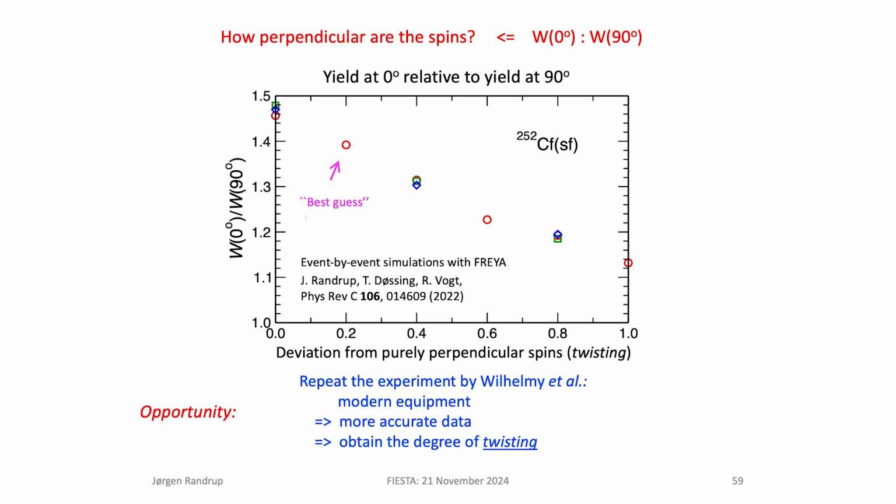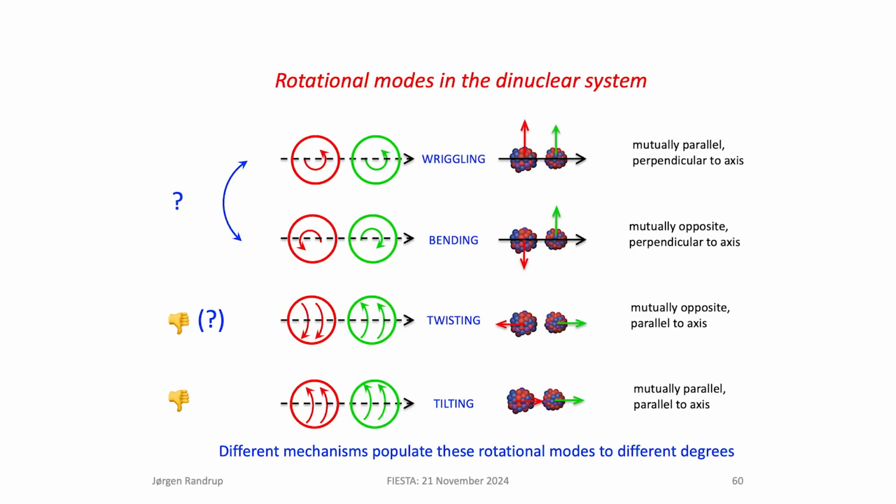So the question is, is this something one could see experimentally? And it seems to me, with modern days, better equipment, more accurate data, one should be able to see if one lies here, if one lies there, or wherever one lies. And if you do that, then you will know how much twisting there is. And this will be a very significant thing in the field. So here's an opportunity for you to become famous. All right. So now back to this.